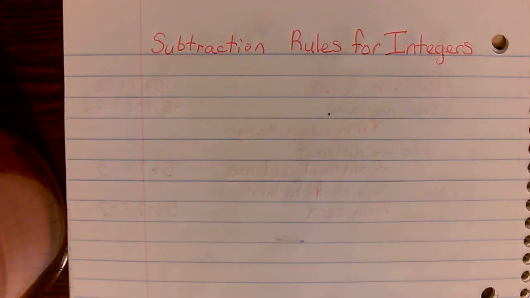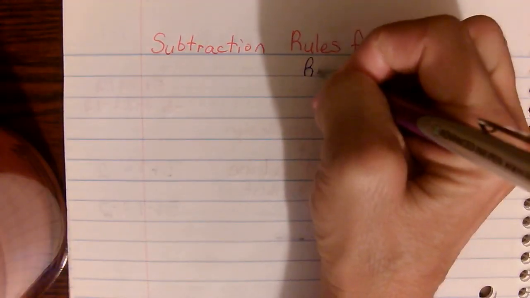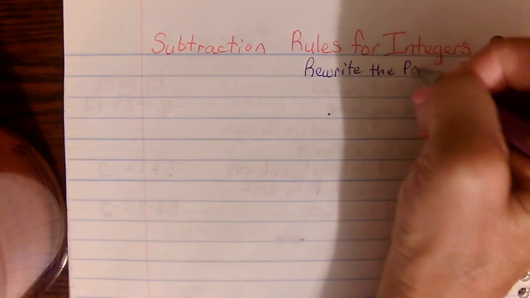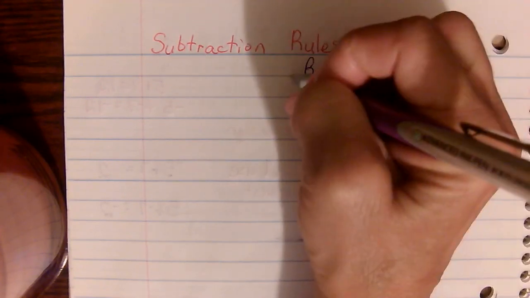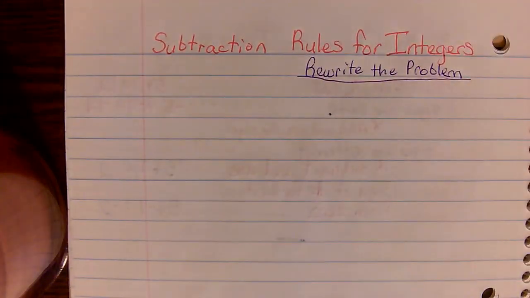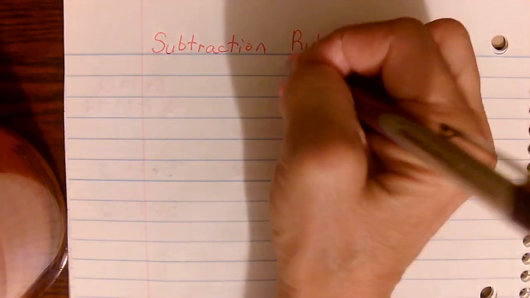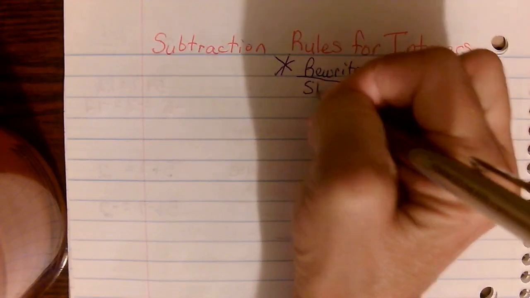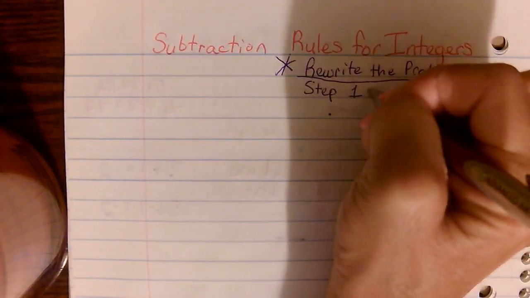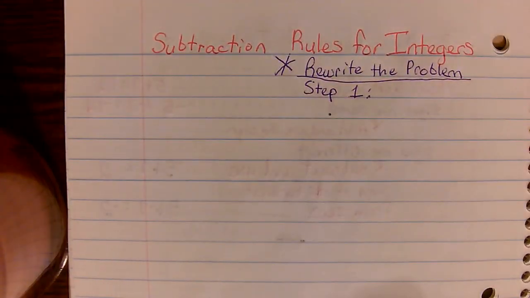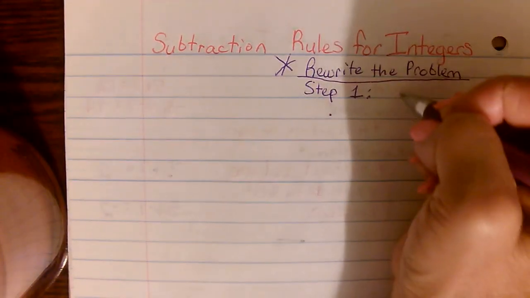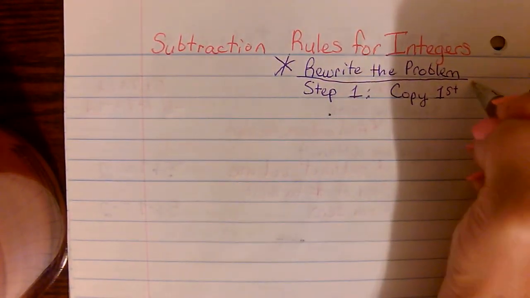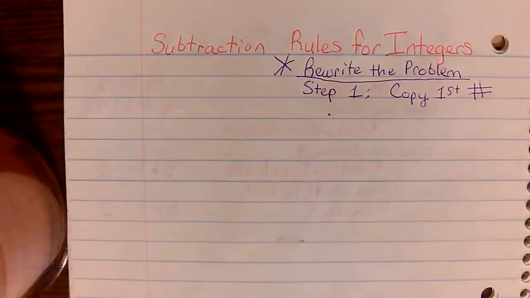First, you have to rewrite the problem. Underline this. This is important. Put an asterisk next to it. Then, step 1. Copy first number. And we'll use the hashtag symbol as a number symbol.